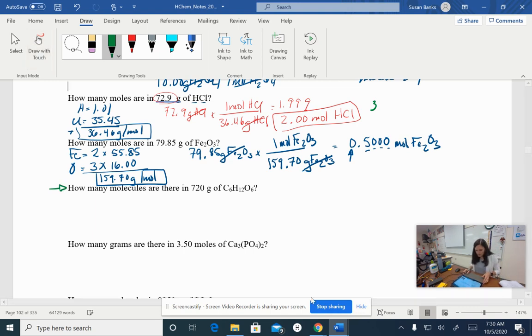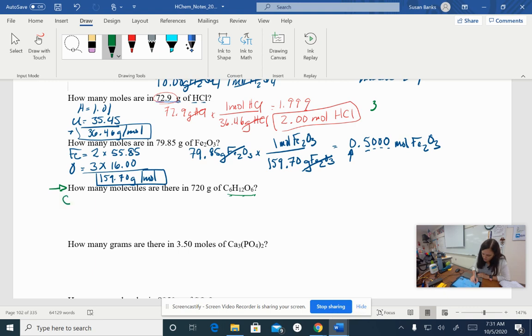How many molecules are there in 720 grams of glucose? Glucose is C6H12O6. Hopefully you remember that from biology and your photosynthesis cycle. The very first thing that we have to figure out is what is the molar mass of glucose? So let's look at glucose. We've got 6 carbons, we've got 12 hydrogens, and we've got 6 oxygens.